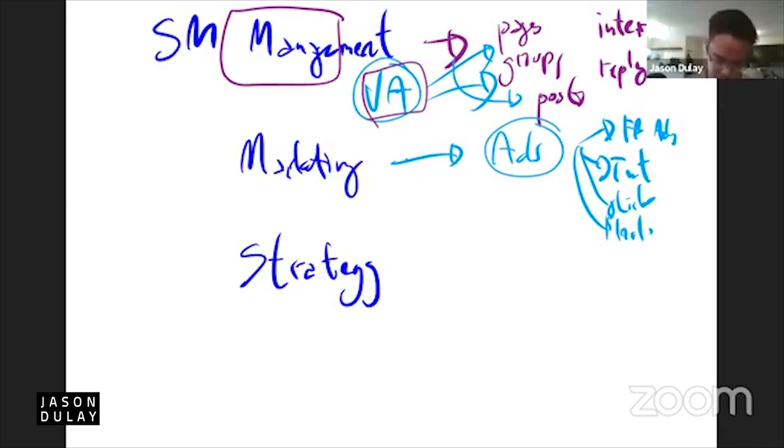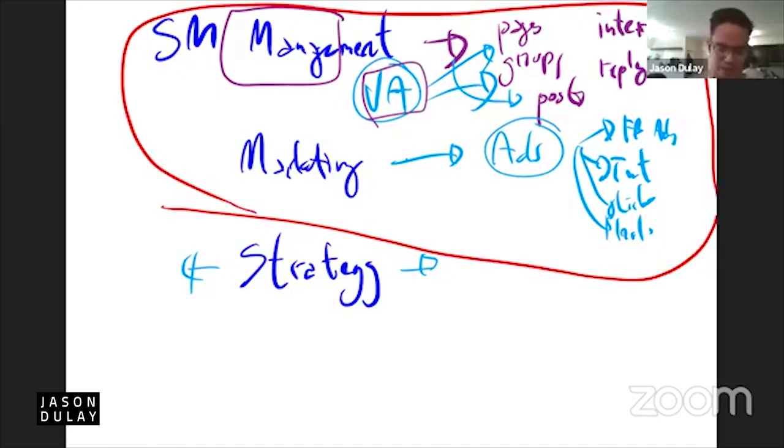But strategy. So what is strategy then? Well, strategy is the overall. It's like everything combined in strategy.